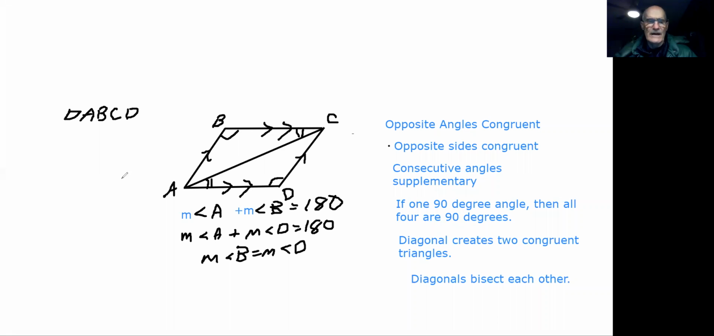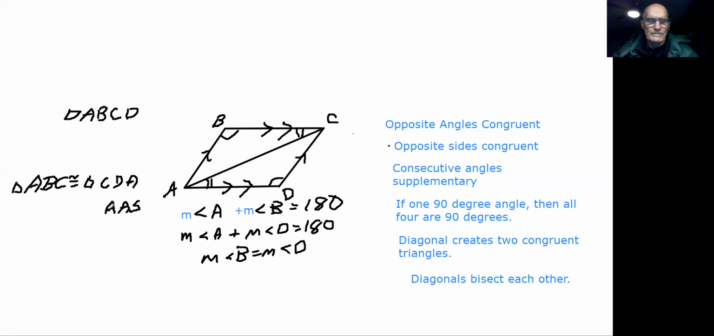So I can prove that triangle ABC is congruent to triangle CDA, and the reason is angle side. So now I've just proven here that the diagonal creates two congruent triangles.